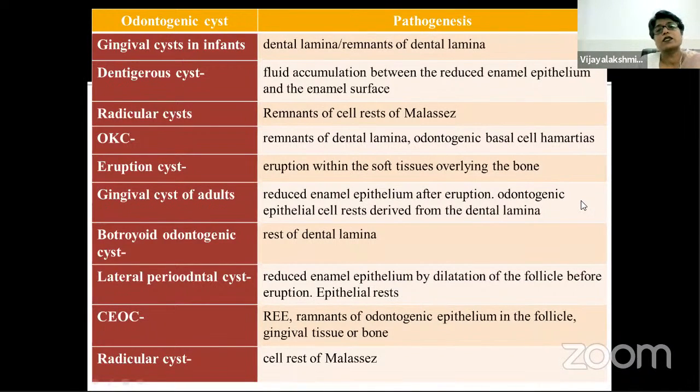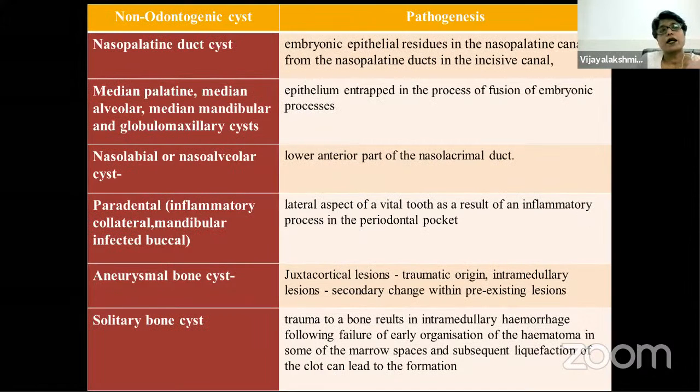Most of the cysts, odontogenic cysts occurring in the oral cavity or not, arise through rests of dental lamina or rests of Malassez. There are a few which might occur as in case of dentigerous cyst, where there is a fluid accumulation between reduced enamel epithelium and the enamel surface. Similarly, we have some non-odontogenic cysts, especially the fissural cysts, which occur as a result of entrapment of epithelium when the embryonic fusion of the processes is taking place, and the entrapped epithelium within the process will result in formation of cyst. Whereas there are various other cysts which were previously categorized under fissural cysts but are now said to be odontogenic in origin.